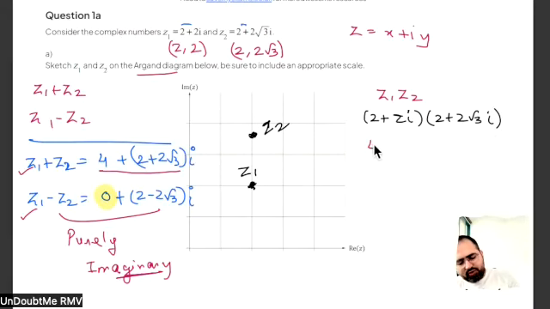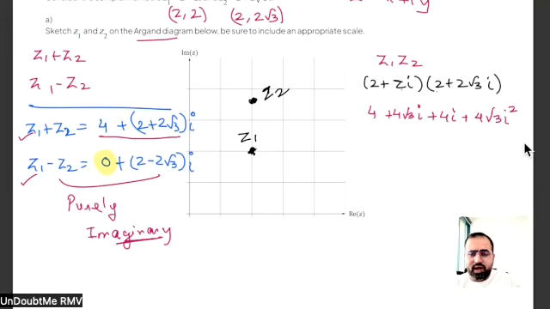So 2 times 2 is 4. 2 times 2 root 3 iota will be 4 root 3 iota. 2 iota times 2 will be 4 iota. And 2 iota times 2 root 3 iota will be 4 root 3 i square. Now i square is equal to -1. So whenever we get i square, we need to replace that by -1. So I will replace it by -1 and then I will take it along with 4, because 4 and 4 root 3 will be real terms.